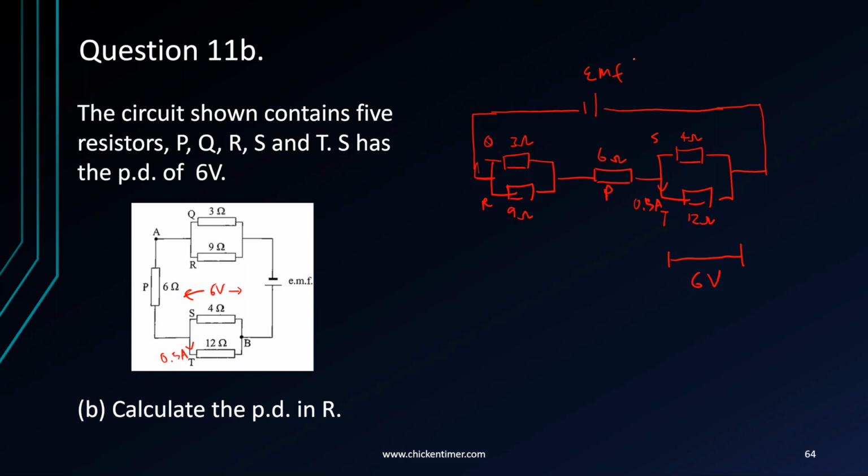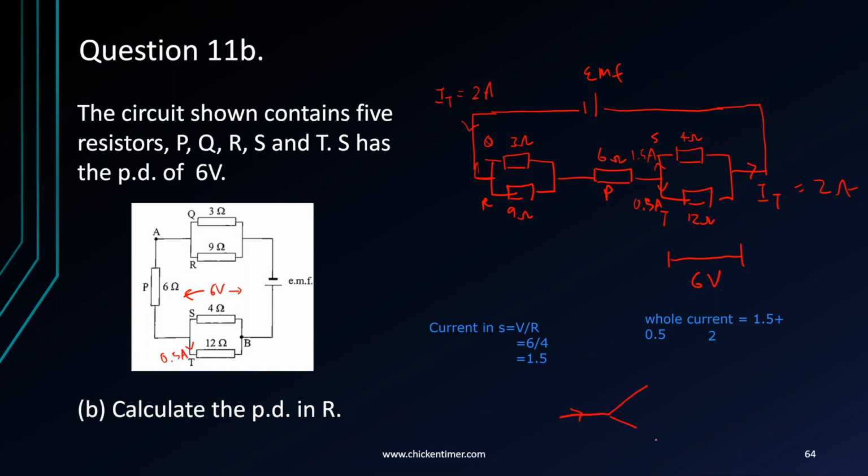Q and R are parallel to each other, S and T are parallel to each other. But Q and R and S and T, they are not parallel to each other. That's the tricky thing. Current in S is V over R, 6 over R. You get 1.5. Then the current total is how much? So it's 2 amps here. So 2 amps flow from here and will flow to this side. So I total is also here at 2 amps.